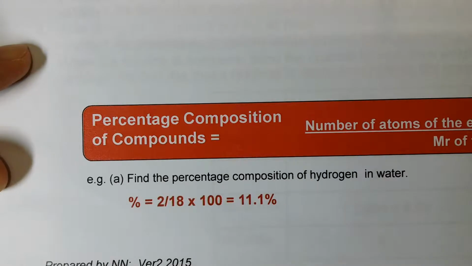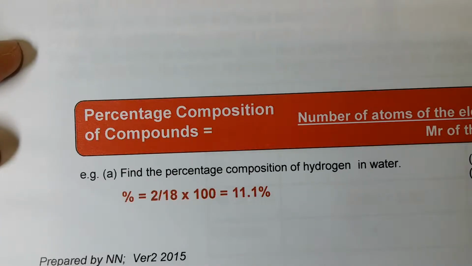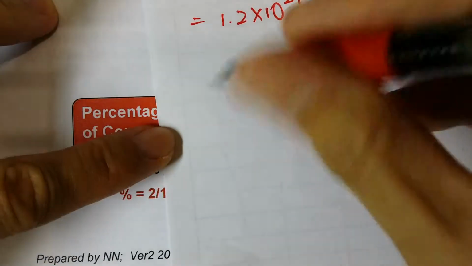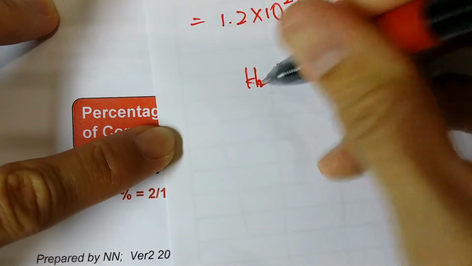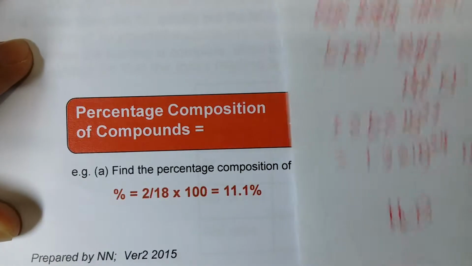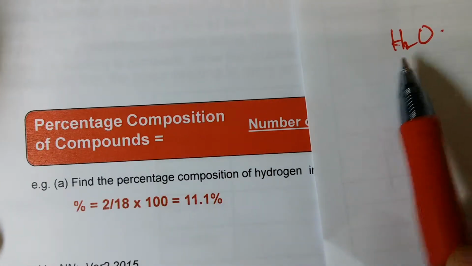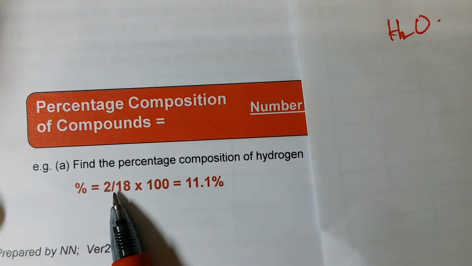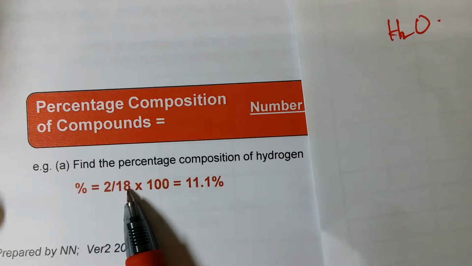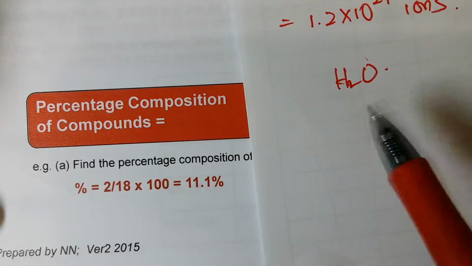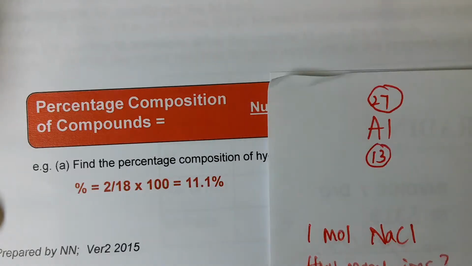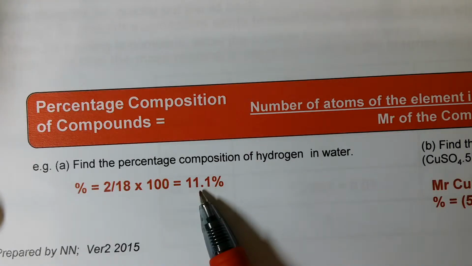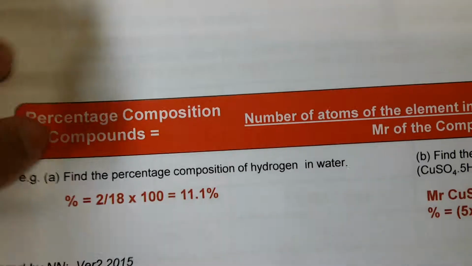percentage composition of hydrogen in water. You need to know the formula for water. The formula of water is H2O. So it has 2H. So find out the 2H, the MR, which is 2 times 1, and then over 18. 18 is basically the MR for H2O. So 2 over 18 times 100, 11.1, 3 SF.